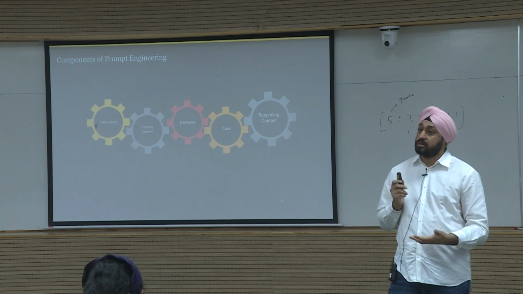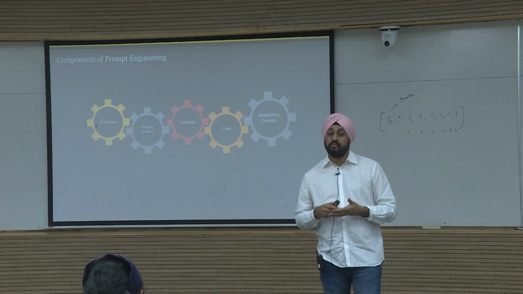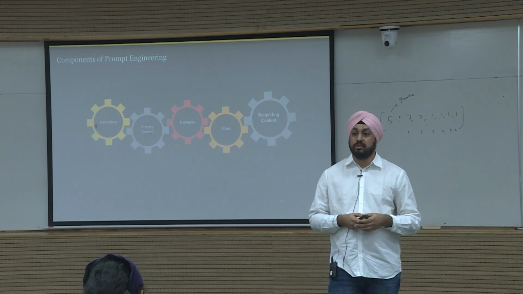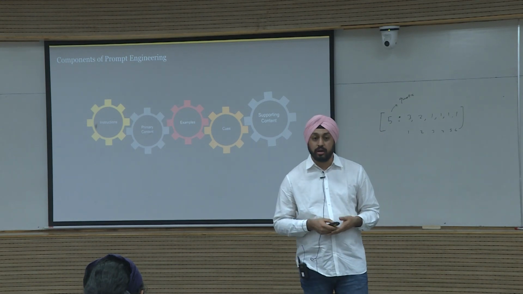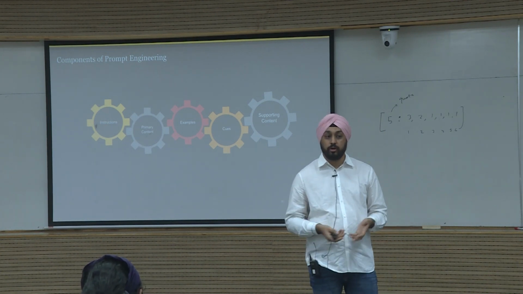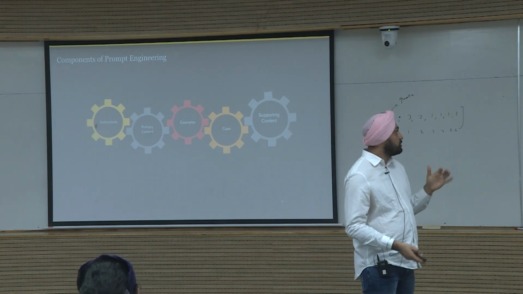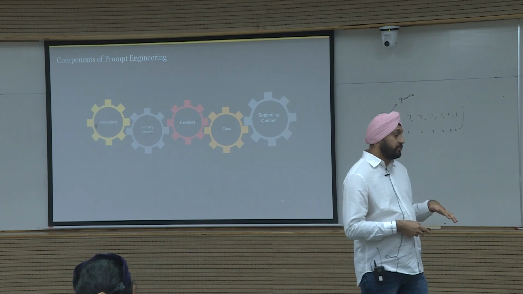ChatGPT has data which is restricted to 2021. I am writing a financial report for a company X, which came out in 2023, a financial commentary around that. How can I do that? I'll have to give it supporting content for it to be able to generate. So these are components of prompt engineering. We'll dive deeper into each one of these as well.